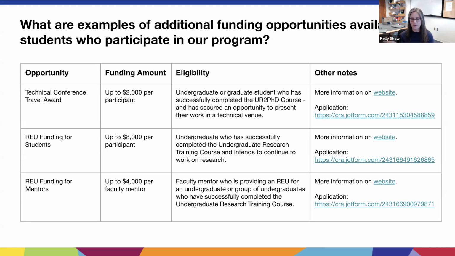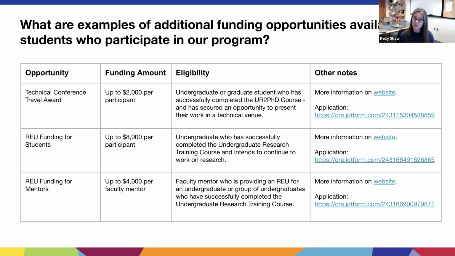So for example, if you are a teaching focused faculty member and you don't have an NSF grant, we want you to be a faculty mentor too. You have the skills in terms of mentoring, you have the research background, you have great ideas, you have students who like you. We want you to mentor students too, and we want to provide you with some compensation for that engagement as well, not just the students. So you can apply for that, assuming your student has completed the undergraduate research training course.